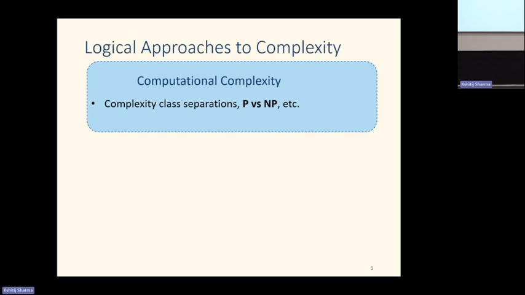So the question is, what can logic teach us and tell us about complexity? Complexity is mostly very combinatorial in nature, or at least nowadays very combinatorial and in some sense also algebraic. It's very mathematical and concrete, while logic is, in some sense, the traditional avenue to complexity, but maybe it's not the major approach to complexity.